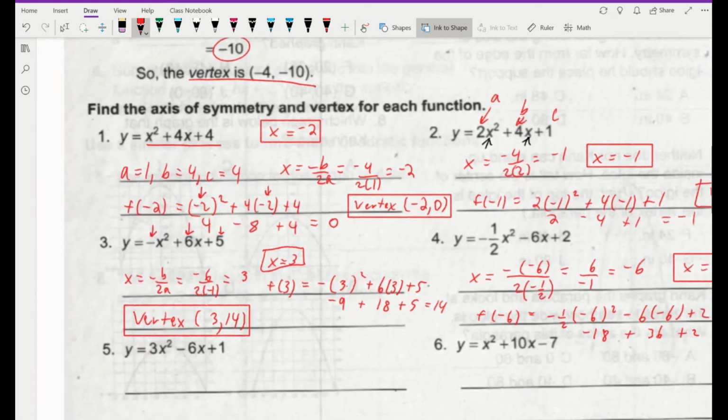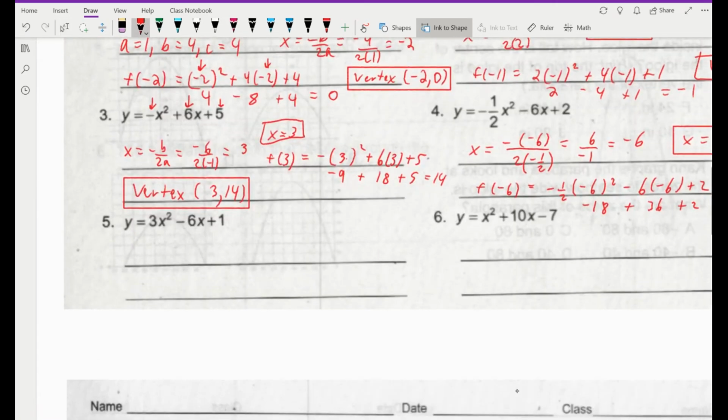Number 5. x equals negative b over 2a. A negative 6 is a positive 6. 2 times 3 is 6. Now 6 over 6 is equal to 1. So we have x equals 1 as the axis of symmetry. Now we're going to plug this 1 value back in.